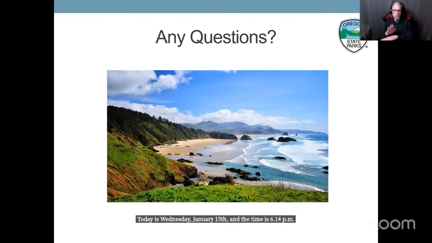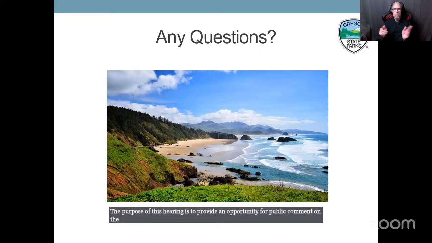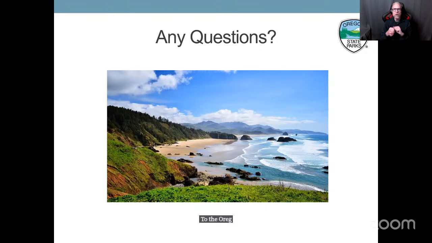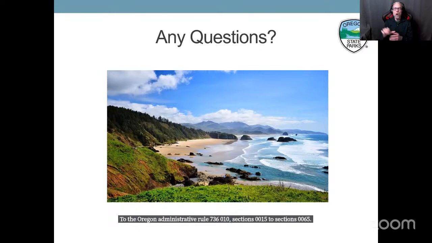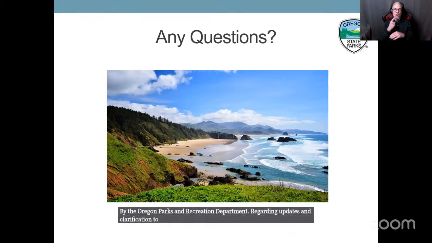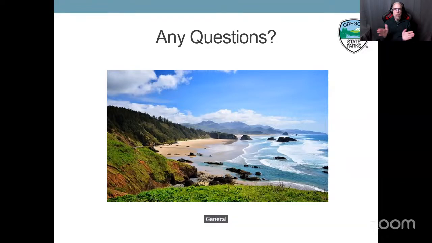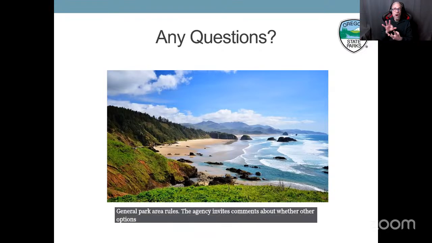The purpose of this hearing is to provide an opportunity for public comment on the proposed rule changes to the Oregon Administrative Rule 736-010, sections 0015 to sections 0065 by the Oregon Parks and Recreation Department regarding updates and clarification to Division 10, General Park Area Rules. The agency invites comments about whether other options should be considered for achieving the rules' goals while reducing the negative impact on business.